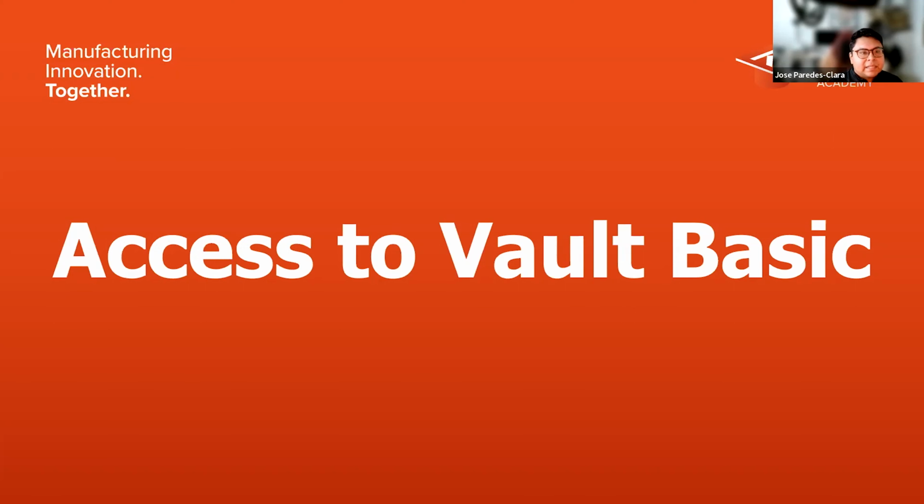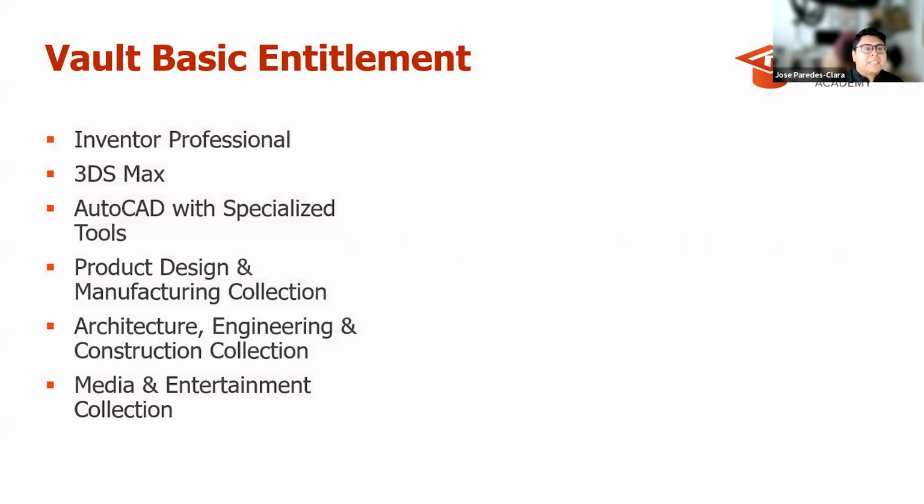Access to Vault Basic. Vault Basic is what Autodesk likes to call an entitlement. Depending on the type of software that you own through Autodesk, you'll have access to it. So we have a full list of Vault Basic entitlements: Inventor Professional, 3ds Max, and AutoCAD with specialized tools, which is the package, not the AutoCAD vanilla that you may have as a license. It'll still work with AutoCAD vanilla, but the entitlement and the downloads and installation files are available when you purchase the specialized tools.